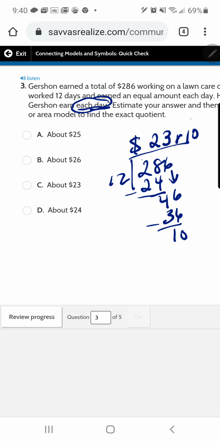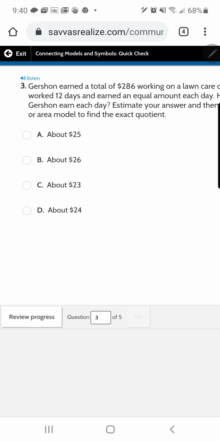So that tells me that he probably made about, not $23, it's a little bit more than $23 because of that remainder. So the answer is actually letter D. He made about $24. Now, I would have said 23 if it would have been equal to 23 or less than 23. But since the quotient is actually 23 and a little bit more, that's why the best answer is letter D. Okay? All right, let's go on.